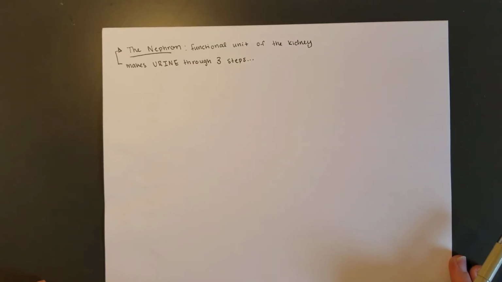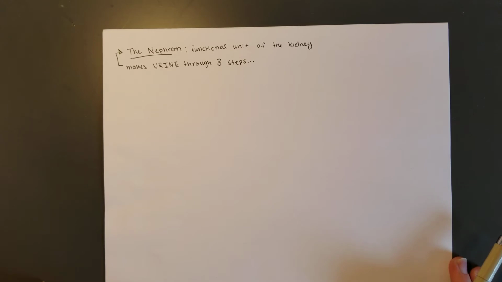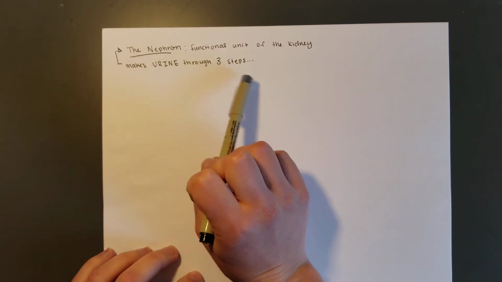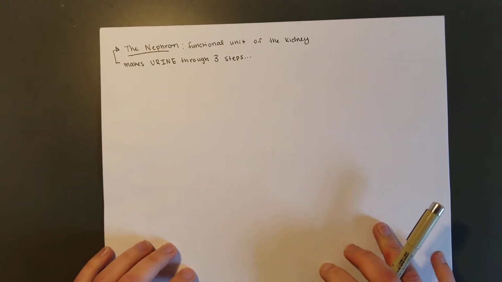So I used the example of the sarcomere and muscle contraction. Muscle contraction would not happen without the sarcomere. The kidney could not perform its functions of excretion and reabsorption without the nephron. So the nephron is going to make urine through 3 steps, and we're going to talk about those now.